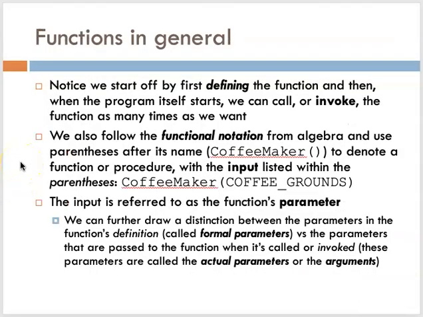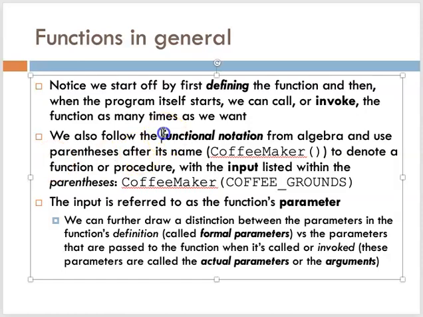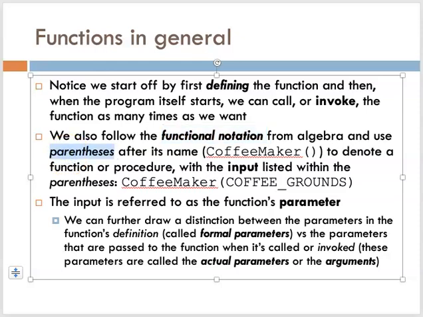But functions in general, we start off by first defining the function in Python, and then when the program itself starts, we can call or invoke the function as many times as we want. As we've already seen, certainly with the input and the print functions, we use the functional notation from algebra. And what that means is we use parentheses after the name, or the identifier, of the function. So for example, if we wanted to invoke or call or use the coffee maker function, we know it's a function because of this functional notation. We've got the parentheses that come after the name. And that denotes a function or procedure.